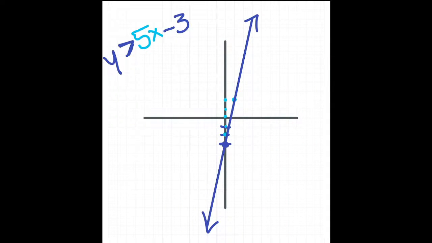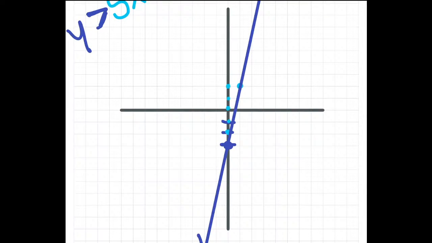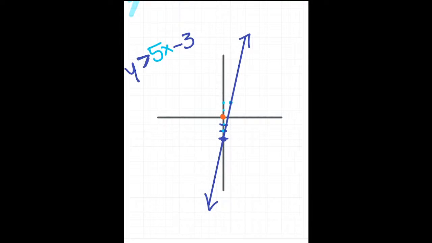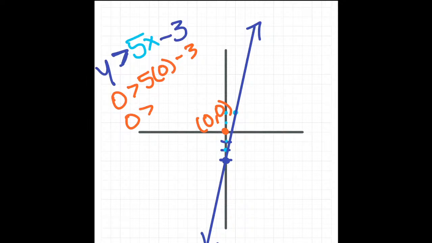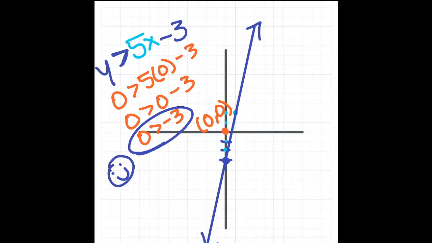Answer incoming in 3, 2, 1. Okay. So I'm going to take the easiest point possible, (0, 0), and plug it in to try to make a statement. (0, 0) is where we start. 0 is greater than 5 times 0 minus 3. 0 is greater than 0 minus 3. 0 is greater than -3. That sounds lovely. We're happy. We will keep you forever.